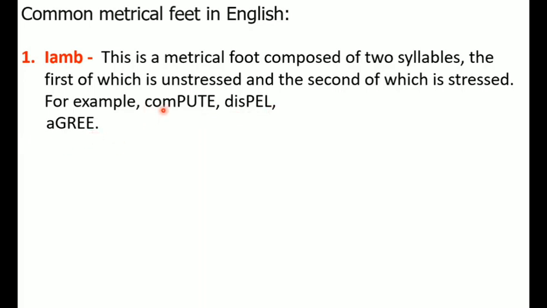Now, the first syllable is unstressed. The second syllable is stressed. All right. So this one is called iamb.